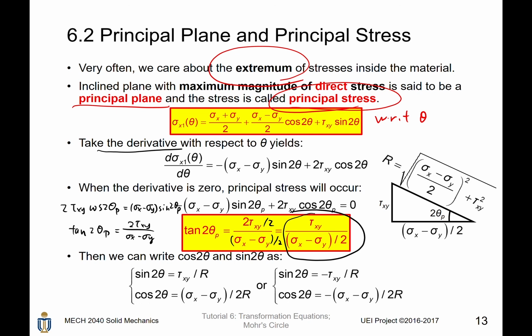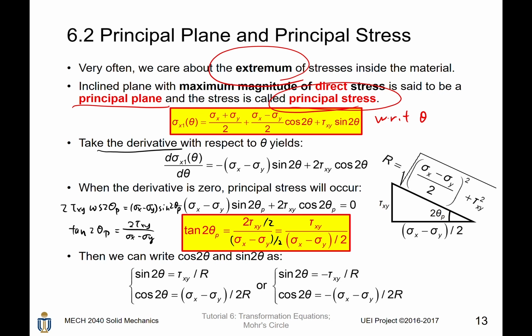Then, since we are talking about tangent 2 theta, we can draw this right angle triangle in this way. This angle is 2 theta p. Tangent 2 theta p equals tau xy divided by 1/2 of the difference of the direct stresses, sigma x and sigma y. Then, by Pythagoras theorem, we can find R. The reason why we name it R will be discussed a little bit later, but at this moment, just remember R is a quantity which represents the hypotenuse of this right angle triangle.